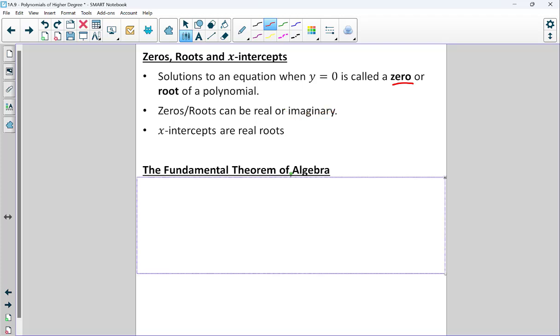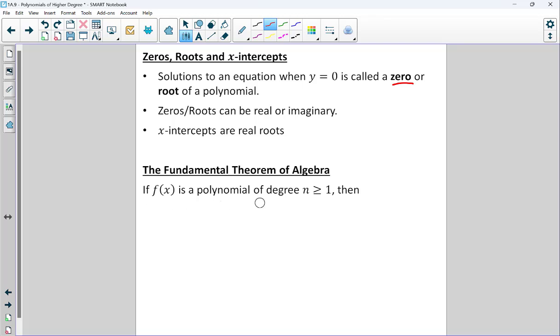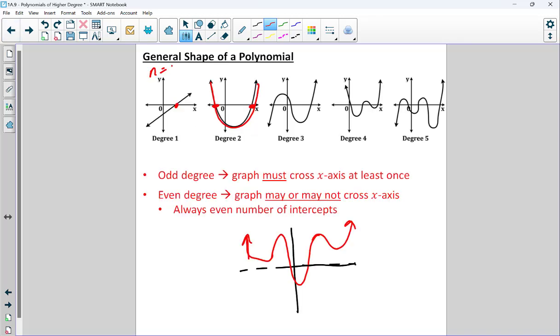The fundamental theorem of algebra says that if f of x is a polynomial of degree n greater than or equal to 1, then it has exactly n solutions. Notice this is degree 1. First degree has 1 x-intercept. 1 x-intercept is 1 solution. Second degree has 2 x-intercepts. 2 x-intercepts means 2 solutions.